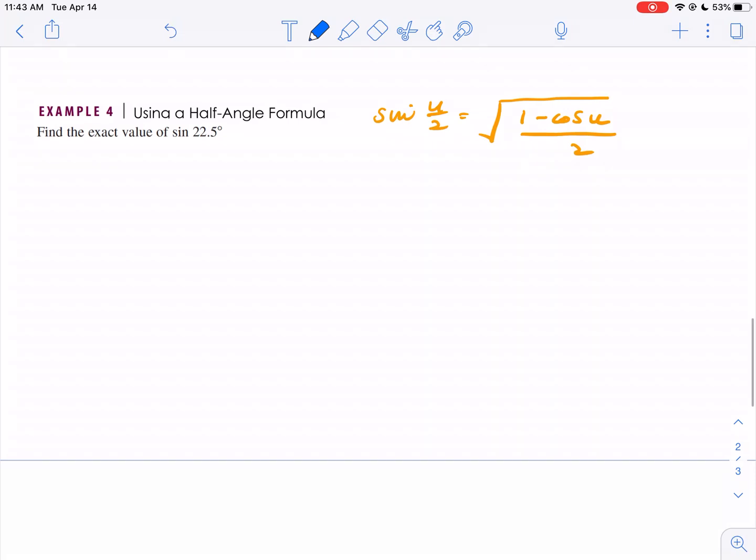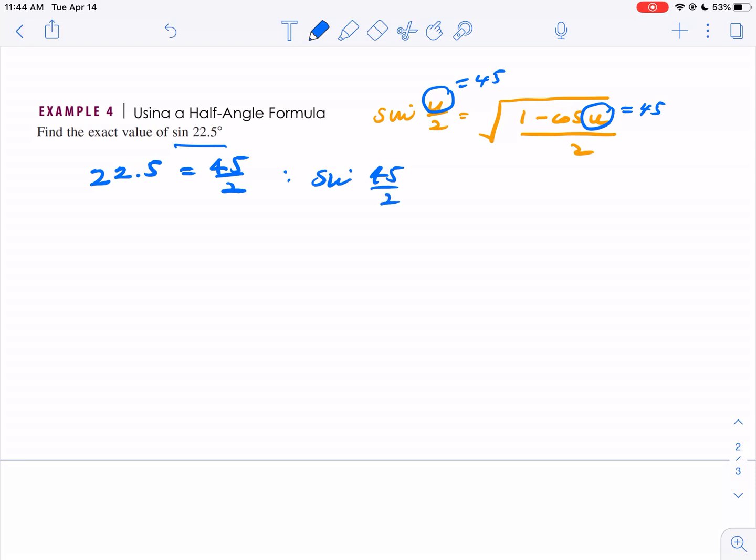We're using the half angle formula for sine, because we're asked to find the sine of 22.5. So I wrote the formula here for us. What is 22.5 half of? If I take 22.5, that's the same as taking 45 and dividing it by 2. So 22.5 times 2 is 45. So what that means is if I let my u equal 45, then I can place it here as well.